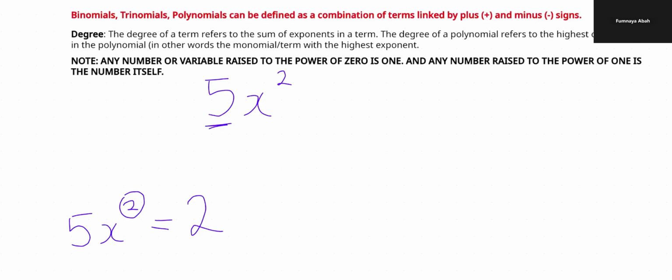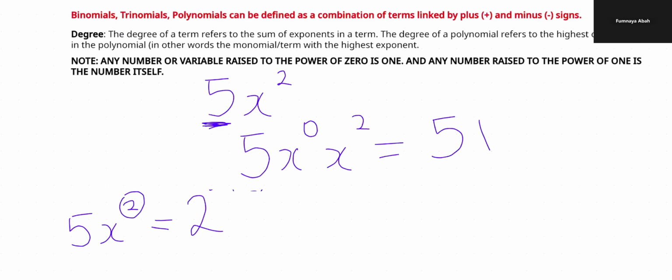So we can say that 5 is the same as 5, and since we're working with the variable x, we can use x, and x will be raised to the power of 0. And then we have x squared. What this means is that since x is raised to the power of 0, anything that is raised to the power of 0 is equal to 1. So we can say 5, and x raised to the power of 0 will be equal to 1. So 5 times 1, and then times x squared.